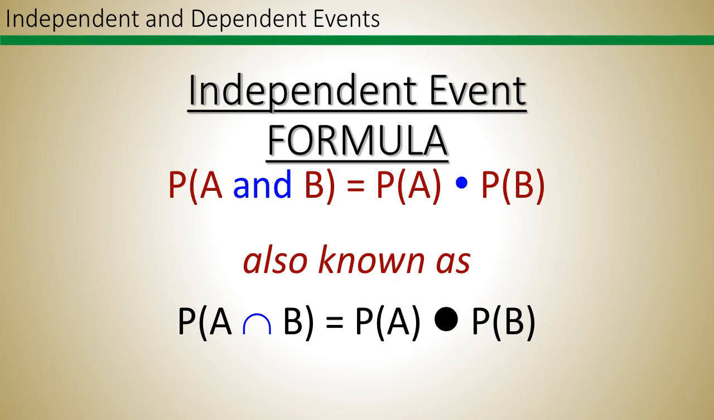So here's the formula for finding independent events. If I want to find the probability of event A and B happening at the same time, I'm just going to multiply the probability of A by the probability of B. Okay, you might also see this written like this. Remember, we talked about set notation. Whenever you see this symbol, that just means "and." So these are the exact same thing.